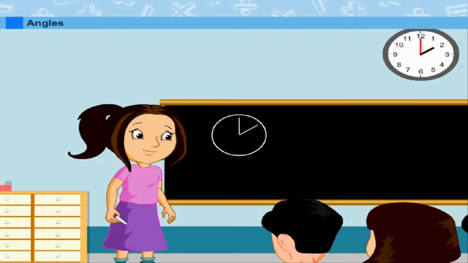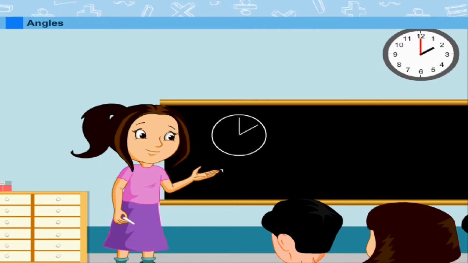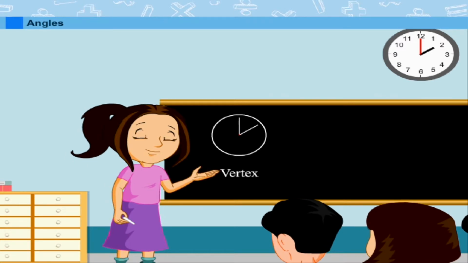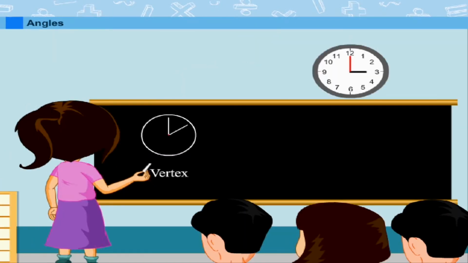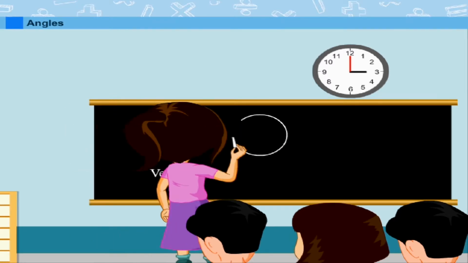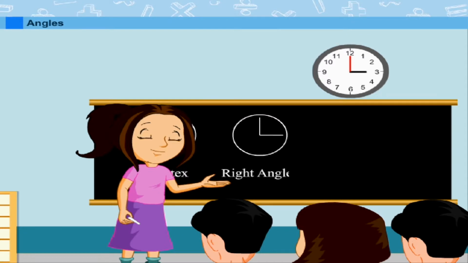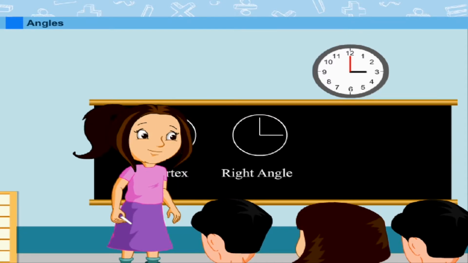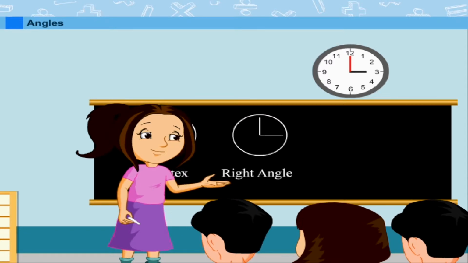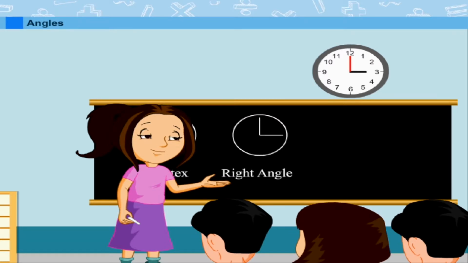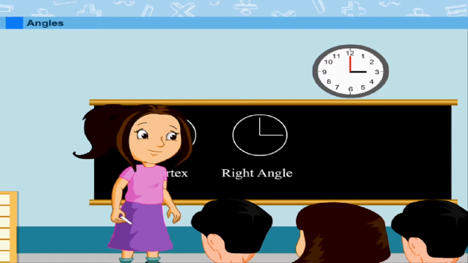Its common end point is called vertex. She says when the clock will show 3 p.m., it will make an angle of 90 degrees called the right angle. Now she tells that when an angle is less than 90 degrees, it is called an acute angle.